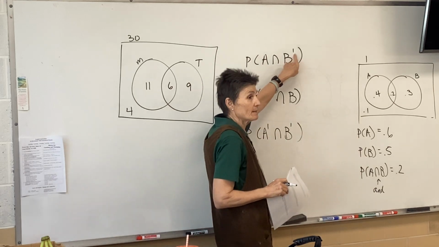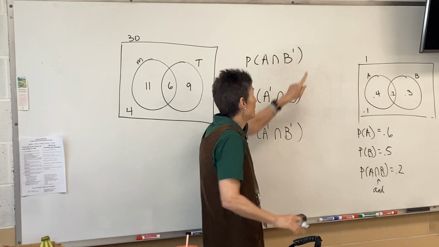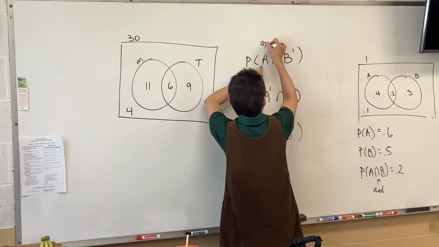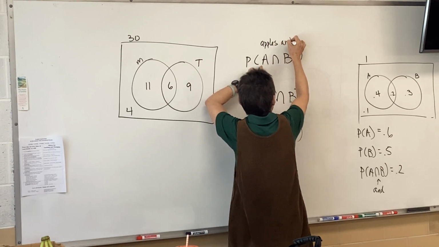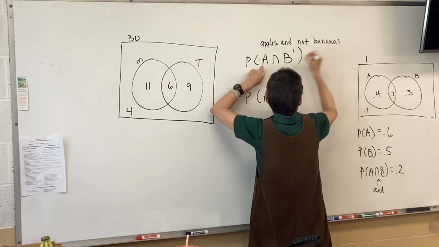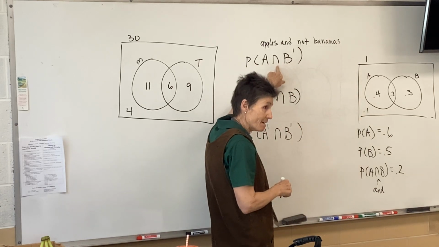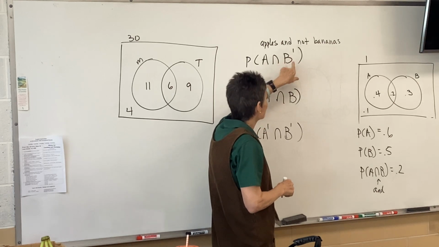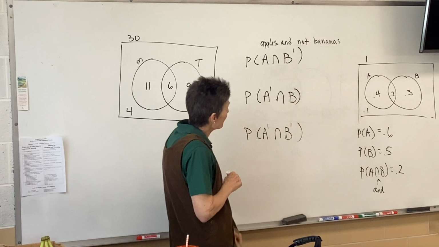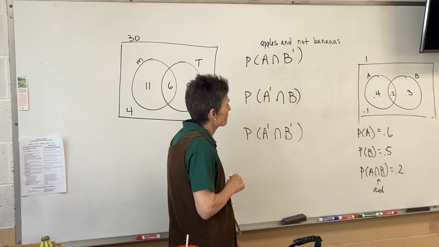This little guy right here means "not." So this is, what's the probability you like apples and not bananas? That's what this means. You like apples and not bananas. So look at your chart. What's the probability you like apples and not bananas? 0.4.